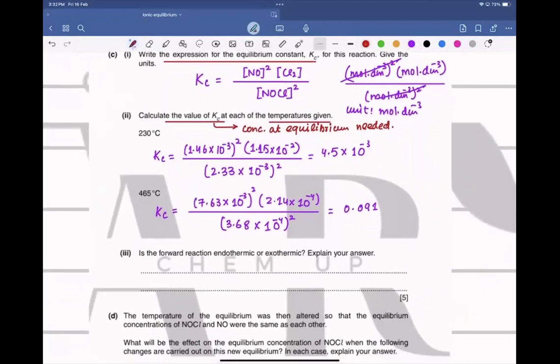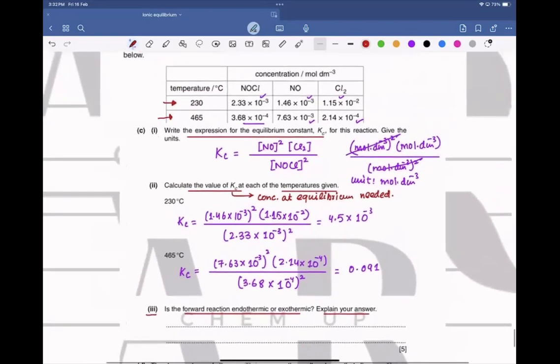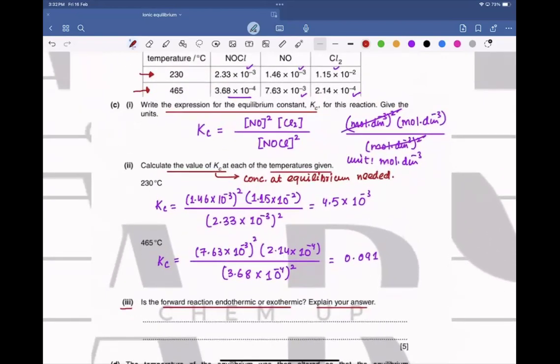Now, have a look at part three. Is the forward reaction endothermic or exothermic? Explain your answer. Who is going to explain this? Okay, let me write the chemical equation over here, so we don't have to scroll the page up and down, for NO and Cl2. This is the equation.